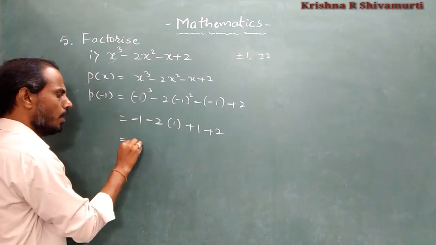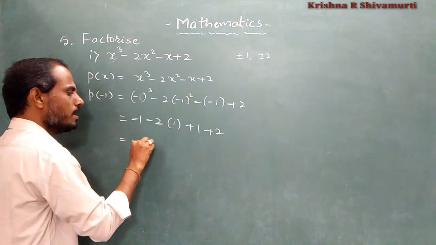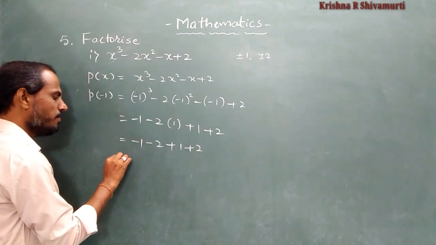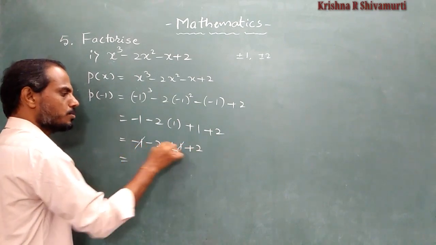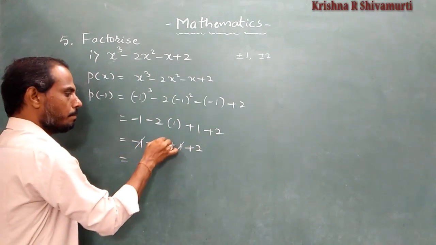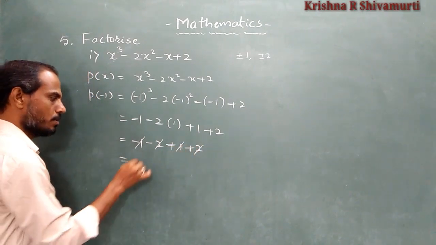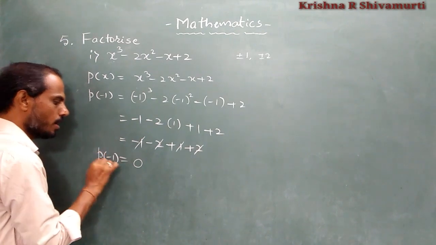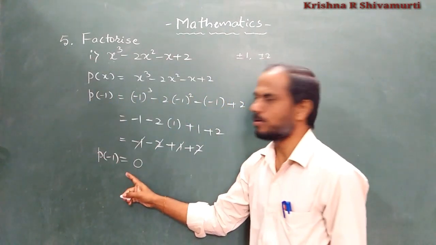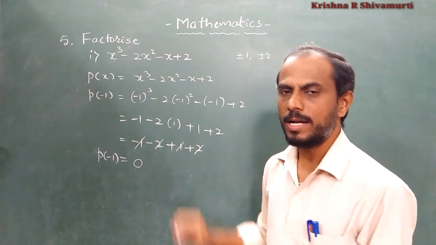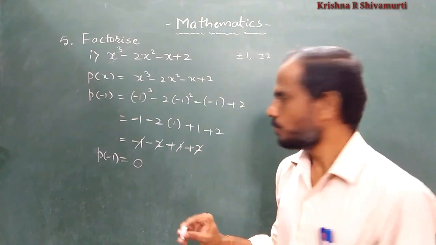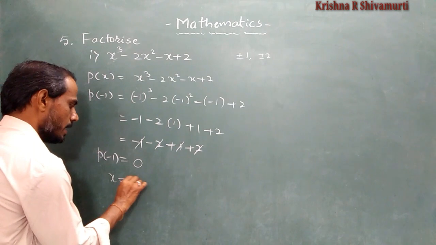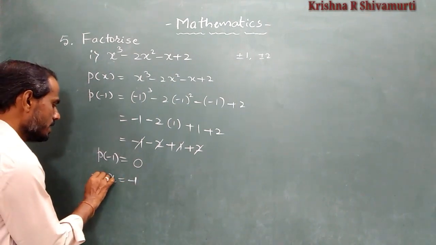Okay, now minus 1 as it is, minus 2 ones are minus 2, plus 1 as it is, plus 2 as it is. Simplify, students: minus 1 plus 1 cancel, it is 0. Minus 2 plus 2, it is 0. Then the value will become 0, means p of minus 1 is equals to 0. P of minus 1 is equals to 0. It implies that x is equals to minus 1. X is equals to minus 1 is the solution.